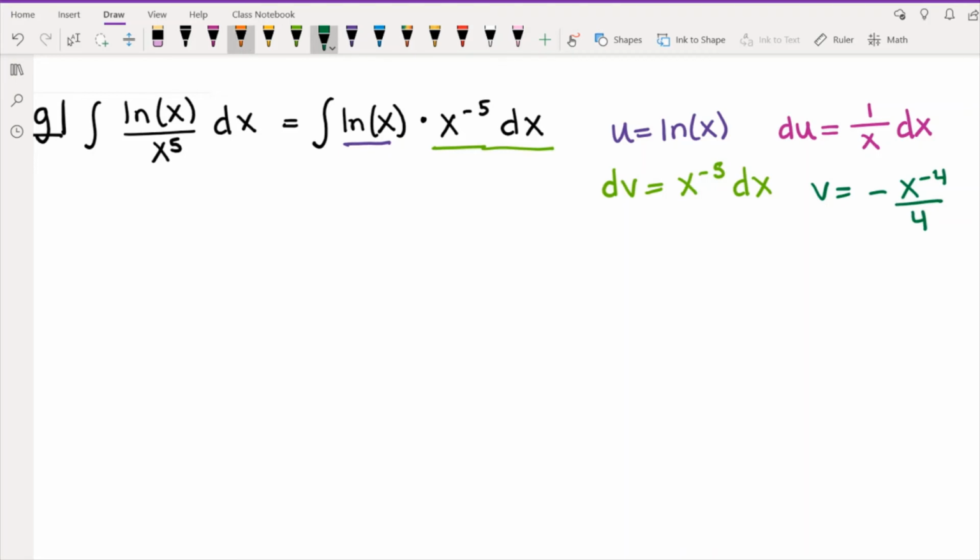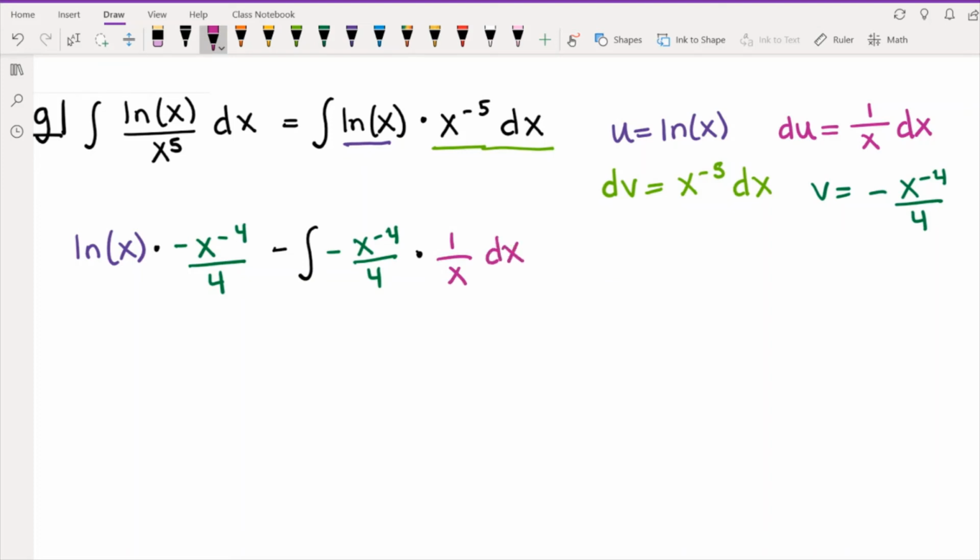Okay, so let's see what we get when we put these pieces together. So now we have u times v. So we have ln of x times negative x to the negative 4 over 4. And then from that, we're going to subtract the integral of v times du. So that's negative x to the negative 4 over 4 times du, which was 1 over x dx.